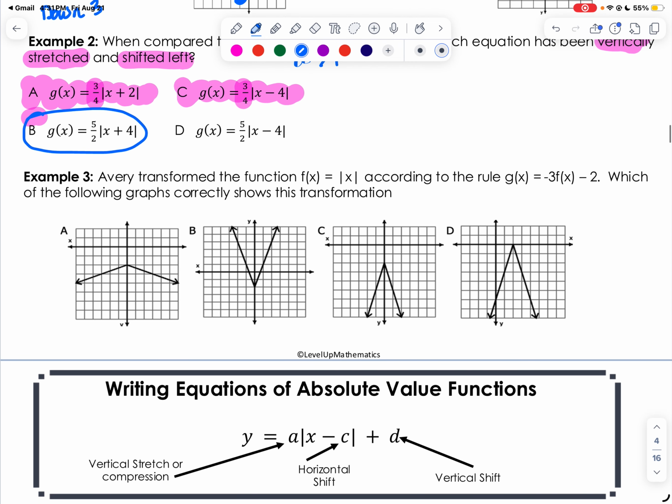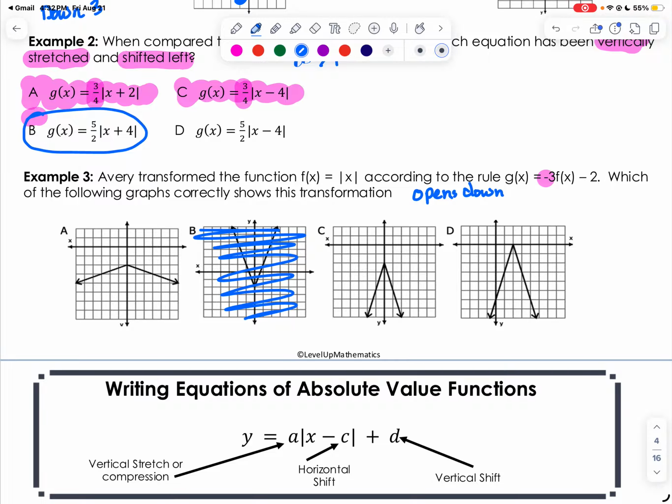All right, example 3. Avery transformed the function f of x equals absolute value of x according to the rule g of x equals -3 times f of x minus 2. Which of the following graphs correctly show this transformation? Well, the first thing I'm noticing here is there's a negative. I know if there's a negative a value, the graph has to open down. So that's the first thing I'm noticing, which means I can get rid of answer B.